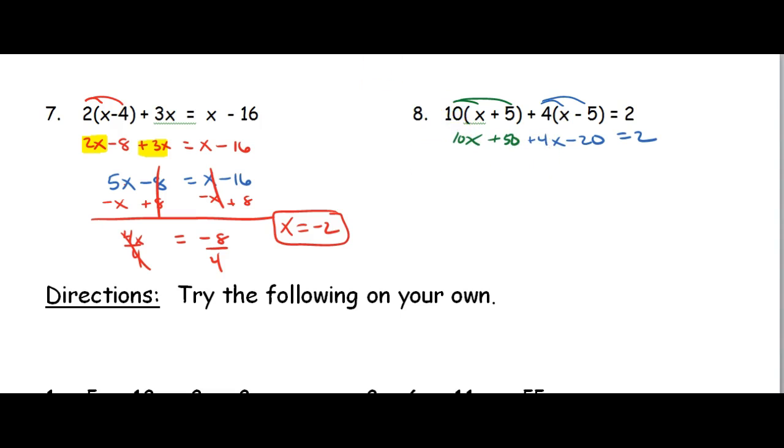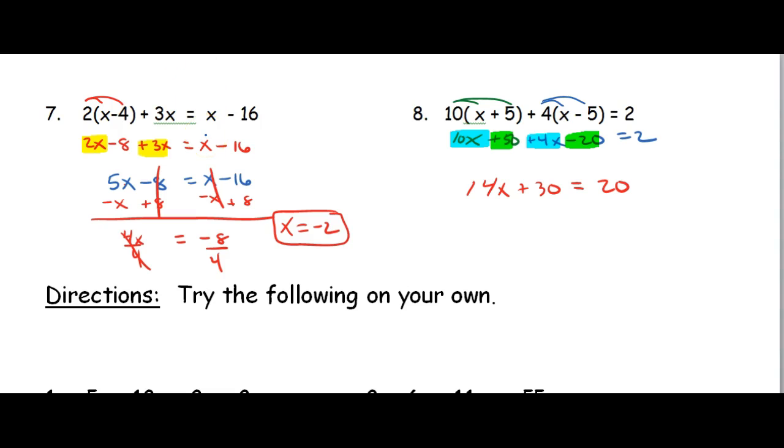Now, I go to combine like terms. 10x can be combined with the 4x. 50 can be combined with the negative 20. Remember, I'm combining like terms because those like terms are on the same side of the equal sign right now. I'm not undoing operations yet. 10x plus 4x is 14x. 50 minus 20 is plus 30 equals this 2.